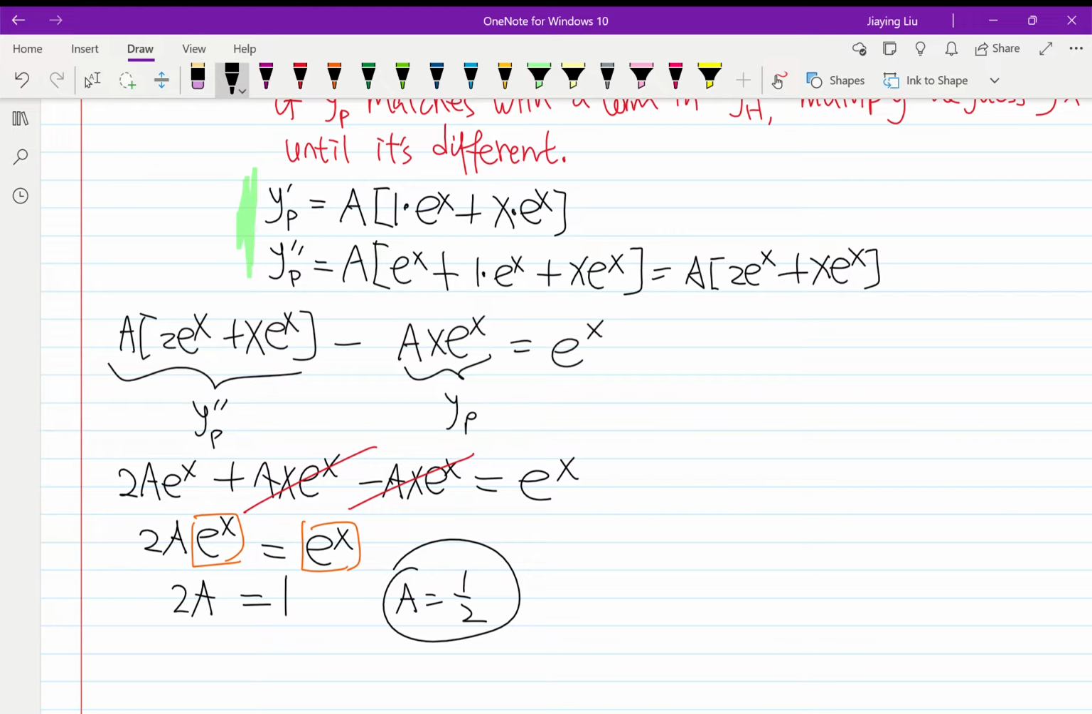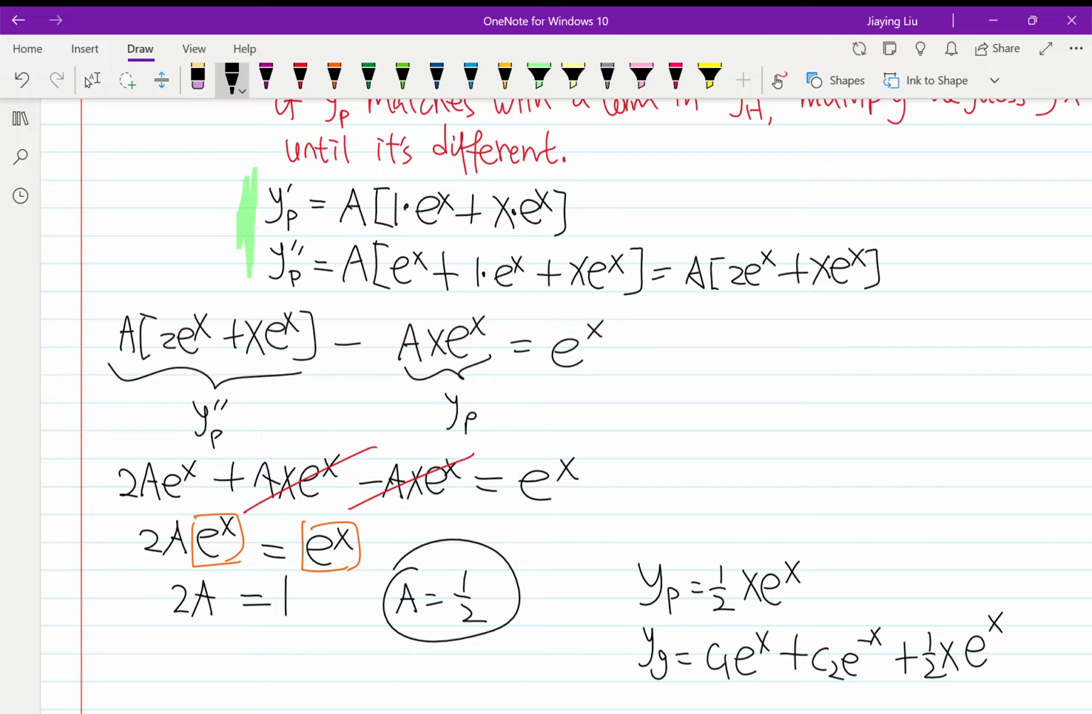Again, you can follow either approach, whichever is convenient for you. So now we can write down the particular solution, which is 1/2 x e to the x, and the general solution, which is c1 e to the x plus c2 e to the negative x, and then the particular solution, 1/2 x e to the x.